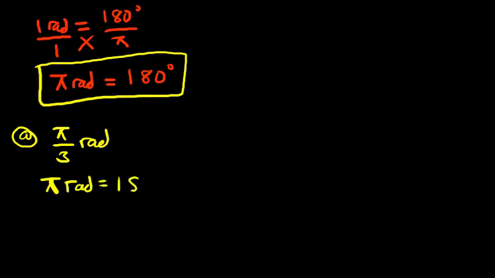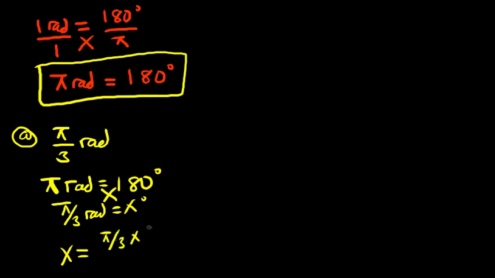equal to 180 degrees. What about pi over 3 rad? What will be the equivalence in terms of degrees? So we cross multiply there. We're going to have x is equal to pi over 3 times 180 degrees, and then this we divide by pi, like that.